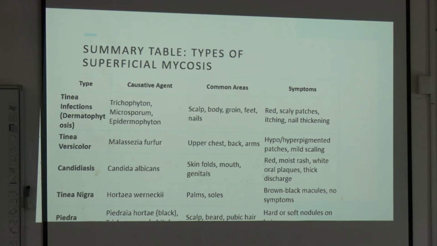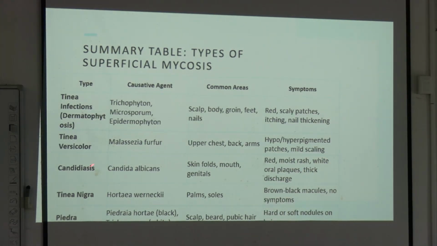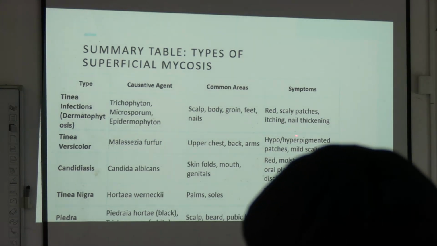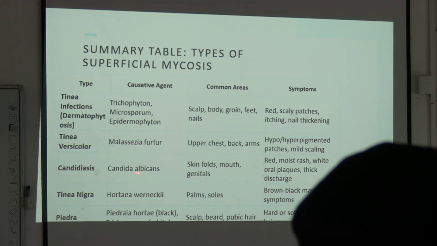Pityriasis. What is the causative agent here? Malassezia furfur. Upper chest and back, hypo or hyperpigmented patches with mild scaling.